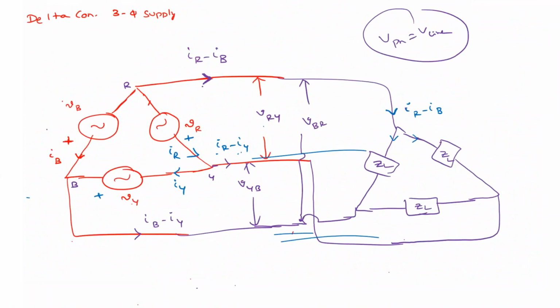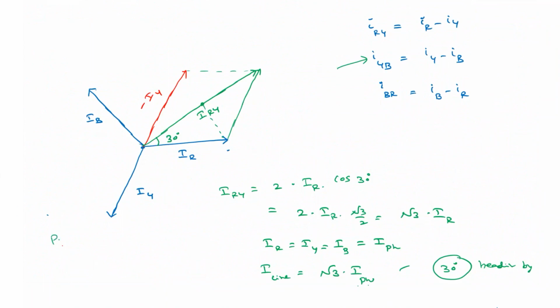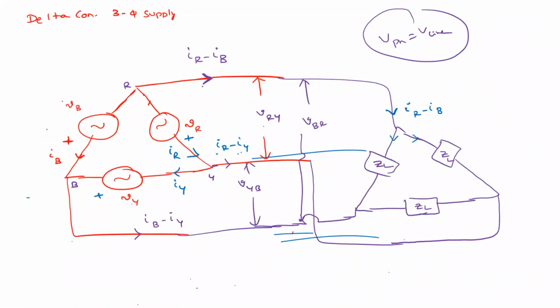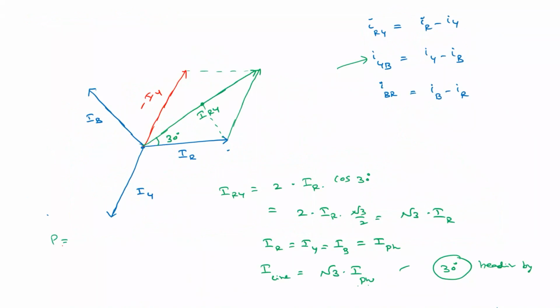Okay, so now tell me, is there any difference in powers? What is P here? We have three phases, right? 3 times V phase into I phase cos theta, right? Agree? So there is no change here, right?